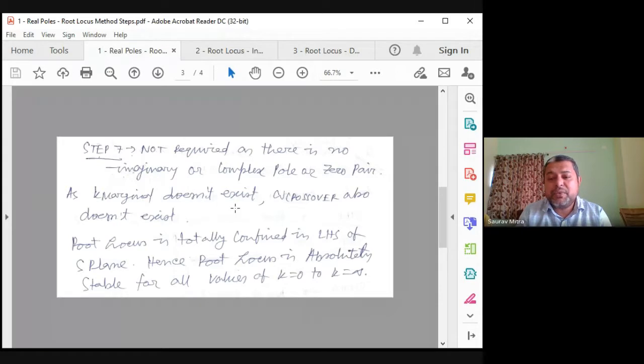Mohit, k is the gain we are discussing from the first day. K is the system gain. We are plotting the whole root locus with respect to k only. Okay, so k is the gain. What is root locus? If we are increasing the value of k, then we are getting different locations of the root. Okay, and that is actually the root locus plot.